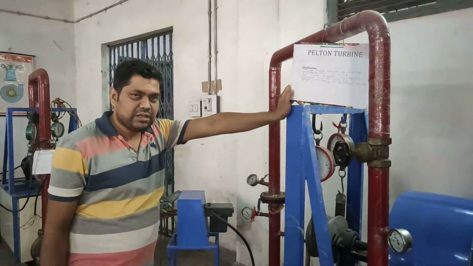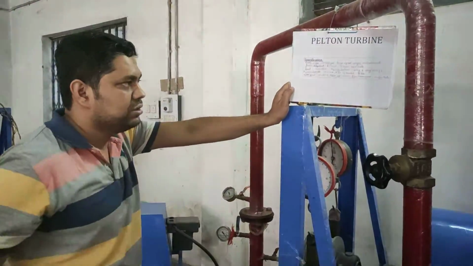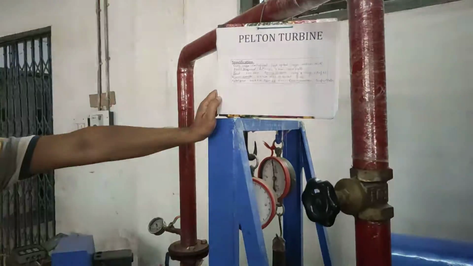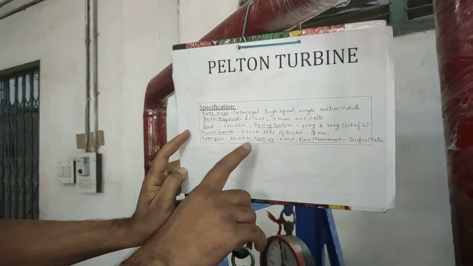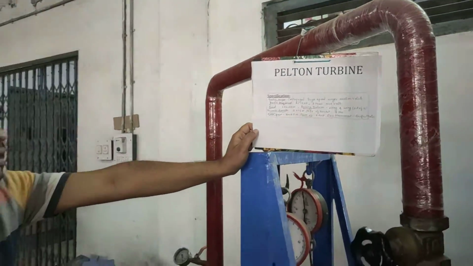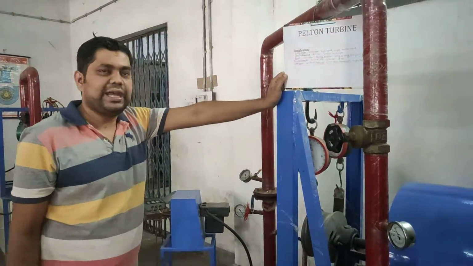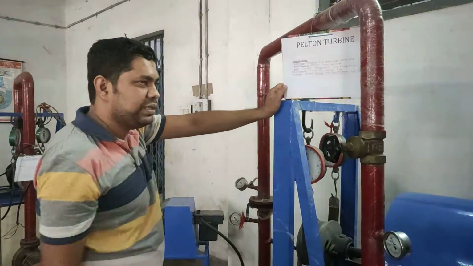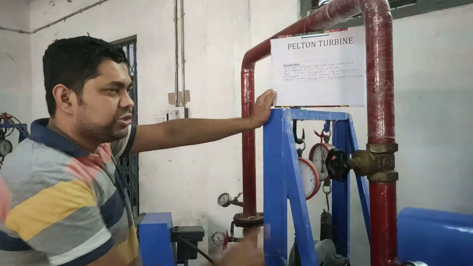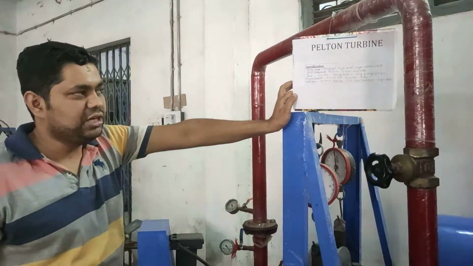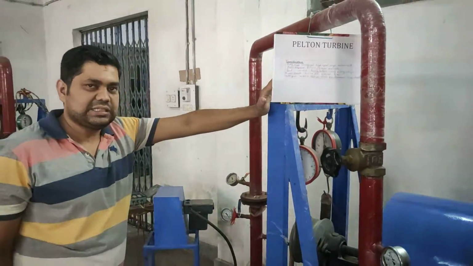It has a single suction volute. AC power is required for a 15 HP motor, 3-phase connection, 440 volts, and the speed of the motor is 2880 rpm. There are 2 spring balances, and the runner diameter is 0.226 meter. The number of buckets in the runner is 18, and the rated speed of the shaft should be 800 rpm. The power output should be 5 HP, and the flow is measured through an orifice meter. This is the specification of the impulse turbine test rig.